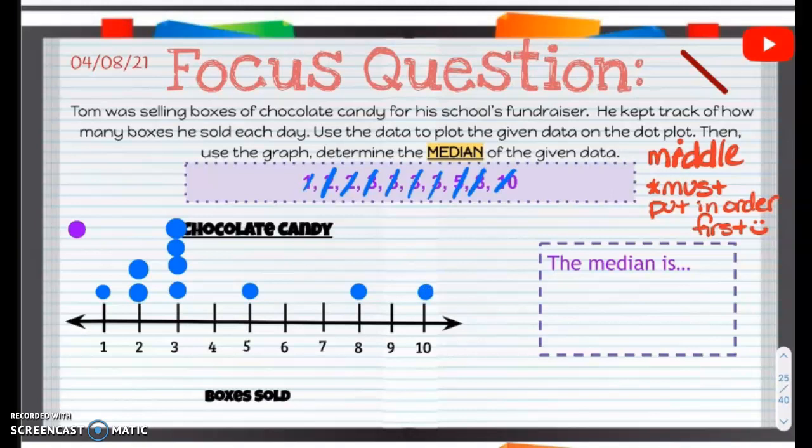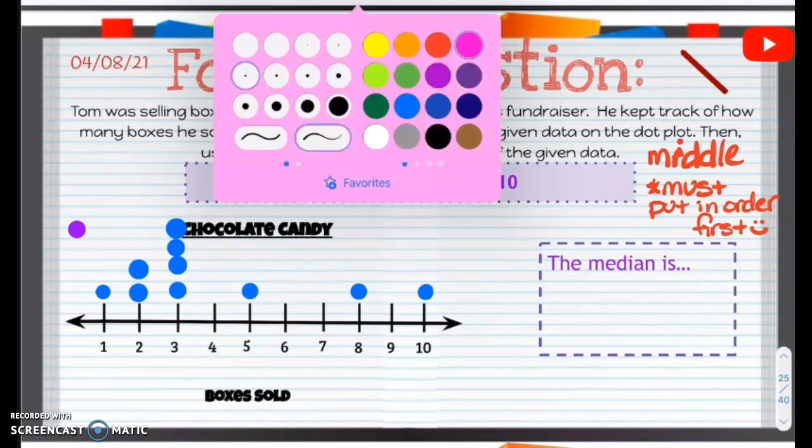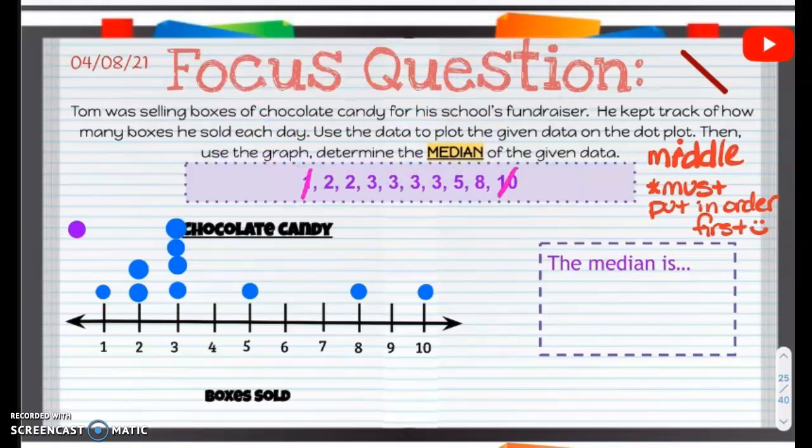All right, now that we have those all plotted, we are going to find the number in the middle. So we're going to start by going from side to side. Outside, outside, outside, outside, outside, outside, outside, outside. And we have 2 numbers in the middle here. And we are going to have to find in between those 2 numbers. But in this case, in between 3 and 3 is just 3. So the number in the middle, the median, is 3.